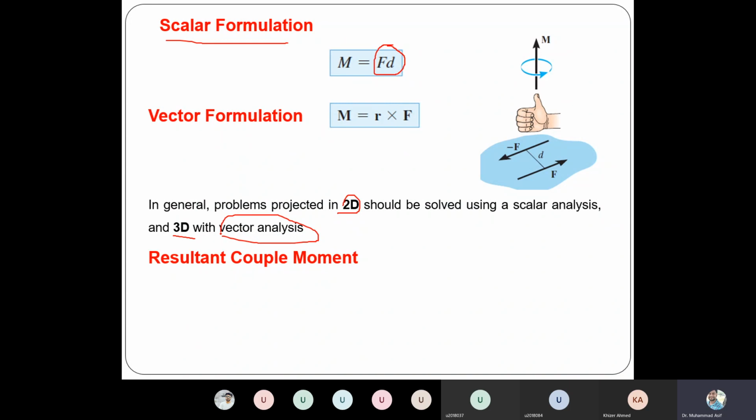And how to get the resultant couple, because there could be a number of couples acting on a system, so we have to add up. Let's say this is one of the couple moments, there is another couple moment. This couple moment is produced because of two parallel equal forces. Similarly, there is another couple moment produced because of another set of parallel equal forces. So how to figure out the resultant couple moment of this system? You have to add up, and this is the resultant couple moment, MR.